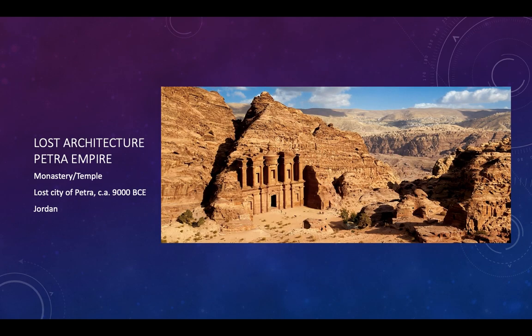Then I have sequenced from the very beginning of civilization to the modern day. This is the Petra Empire, basically a lost city, situated in a region in Jordan, in the desert. People used to carve into the mountains, build homes and live there. This is around 9000 BC, and it is currently in Jordan.